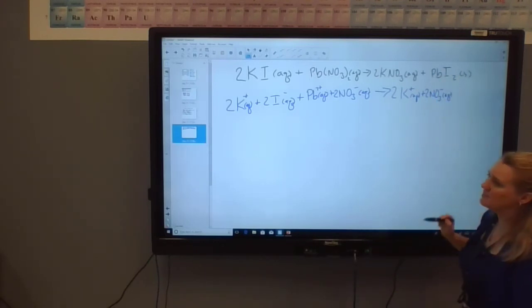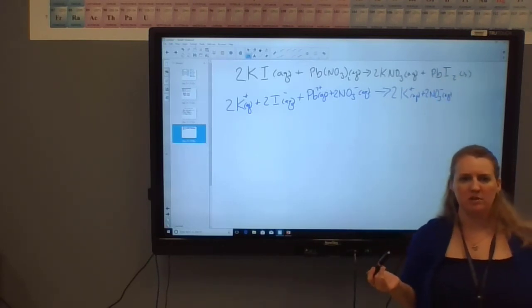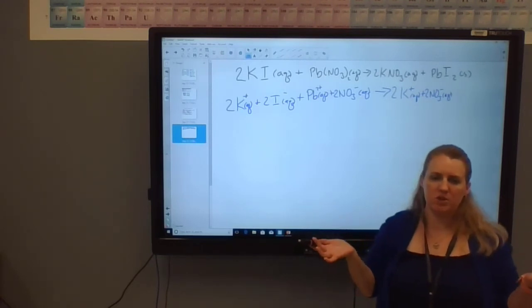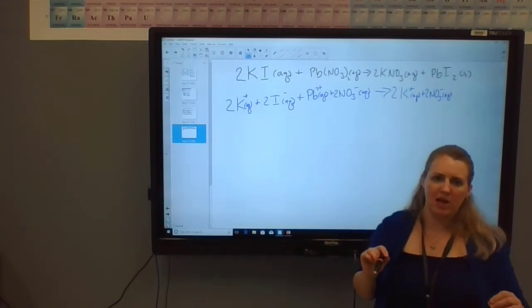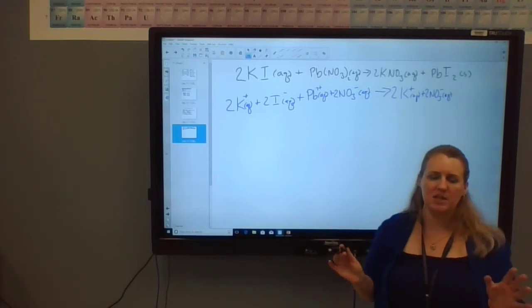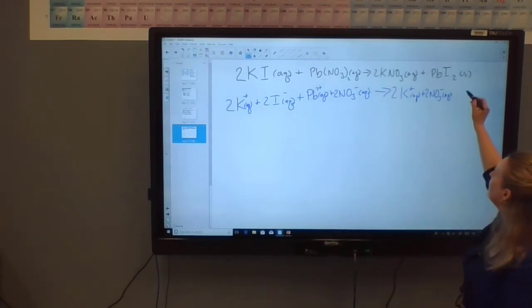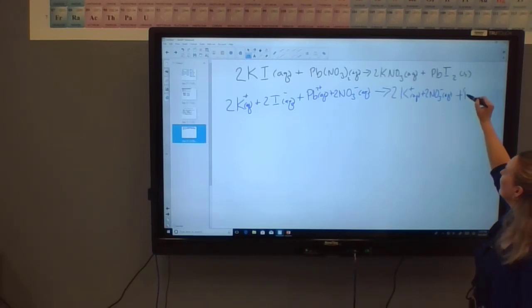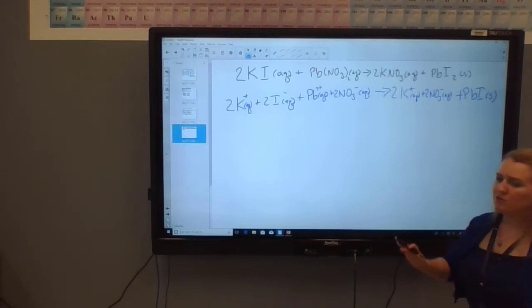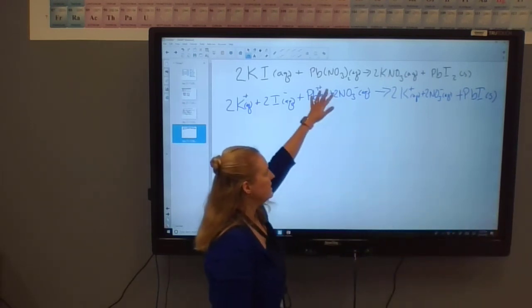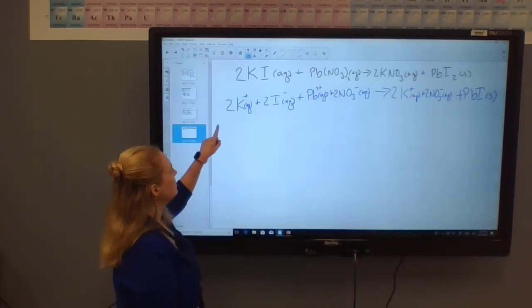Now the last part of this equation is the lead iodide. Now lead iodide is a solid. It can't break apart in solution because it didn't even dissolve in the solution. That is a non-electrolyte. It didn't even dissolve, so it can't dissociate into ions. So because of that, in the ionic equation, we're just going to leave it as lead iodide with a solid.